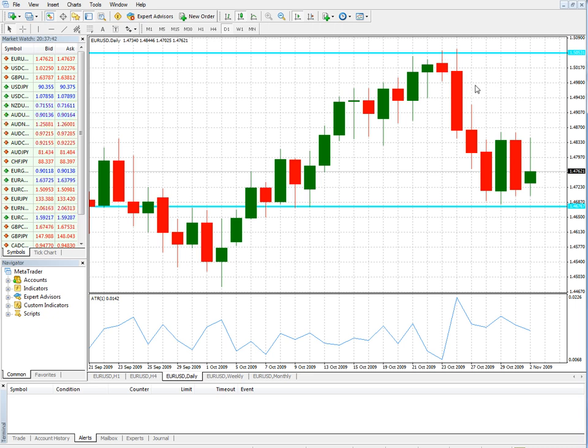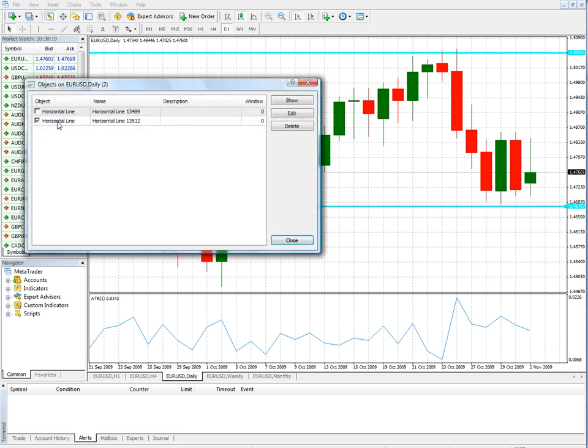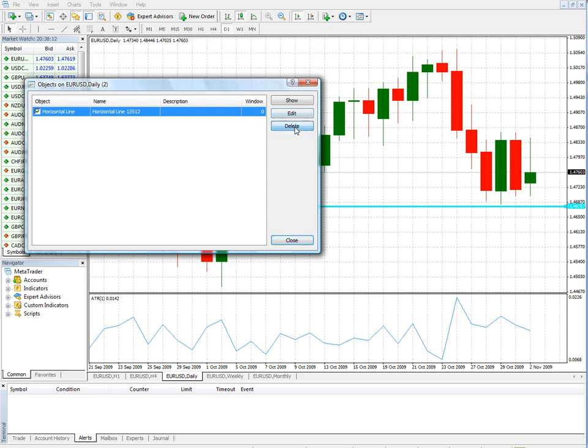But how the breakouts work is you basically choose the time period, and this is daily. Then you choose how many days, or if it's a weekly chart, you choose how many weeks you want to use for a breakout. Now in this case, that was a 10-day. Let's take the objects list real quick. Got to remove both of those.